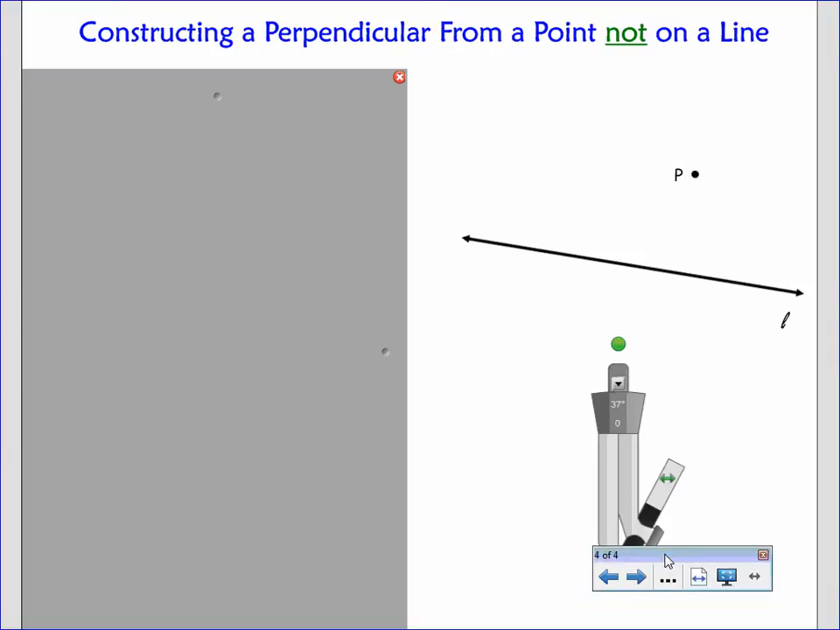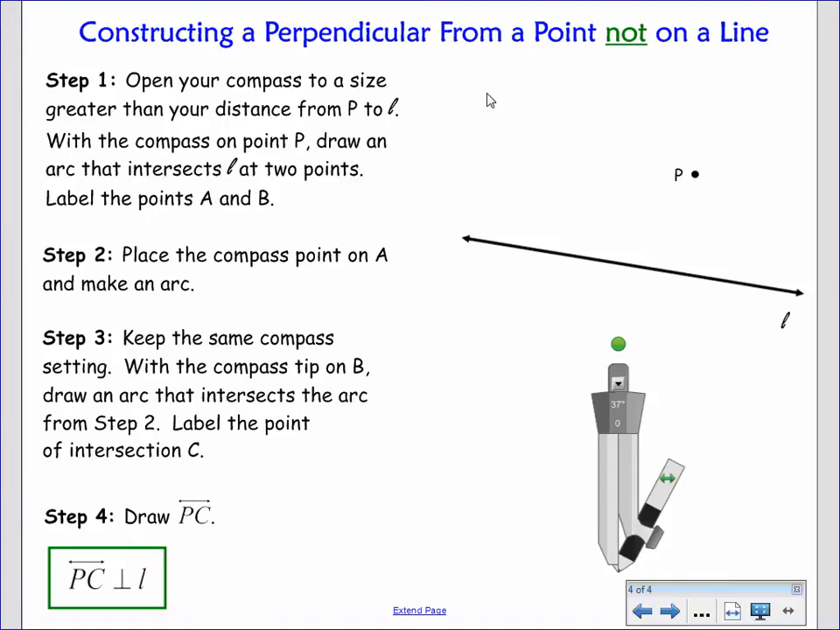Alright, next. Same thing, same idea, perpendicular, but to a point not on the line. So I still want a perpendicular line going through L and point P. Okay, once again, we're going to use our trick of first getting points that are equidistant to P and that are on line L.